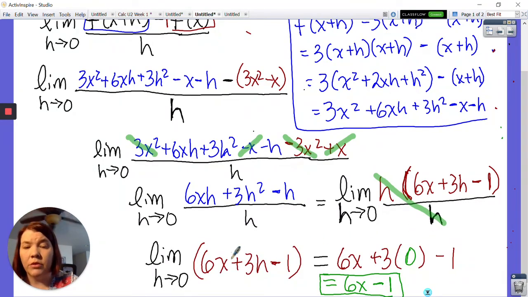And then I was able to do direct substitution because I no longer had a fraction, and find my answer. Okay, and so that is how we do it.